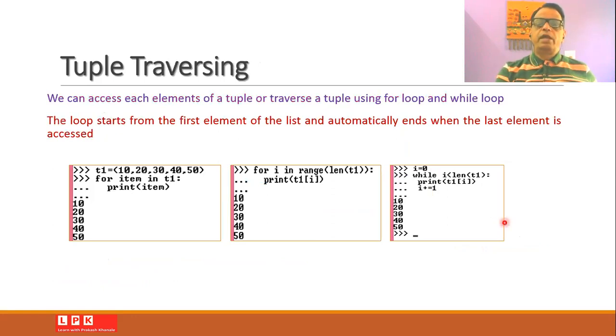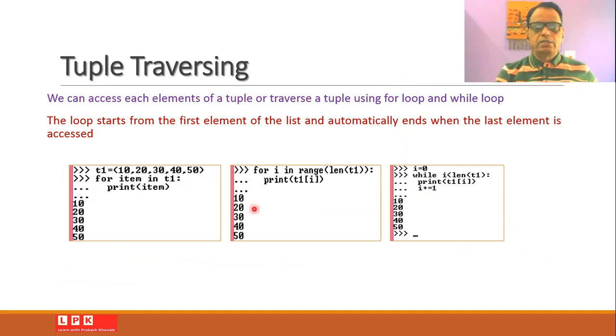It is possible that we can access each and every element of the tuple. Whenever we want to access each and every element of the tuple, we can use a for loop or a while loop. For example, using the for loop, we can write: for atom in T1: print(atom). So whatever the contents of the tuple T1 are will be printed on the screen.